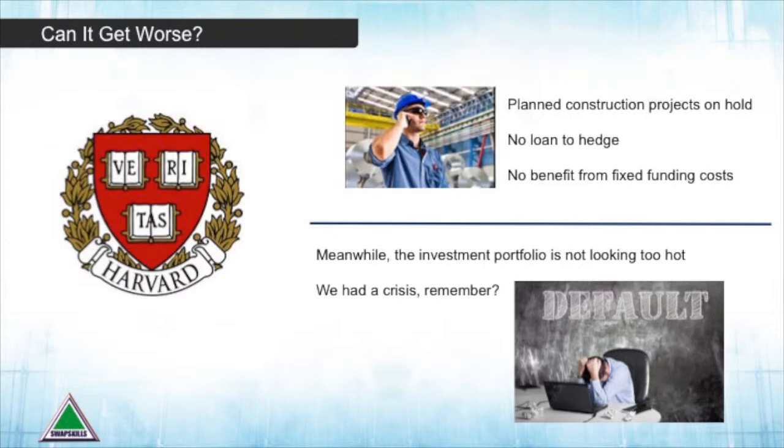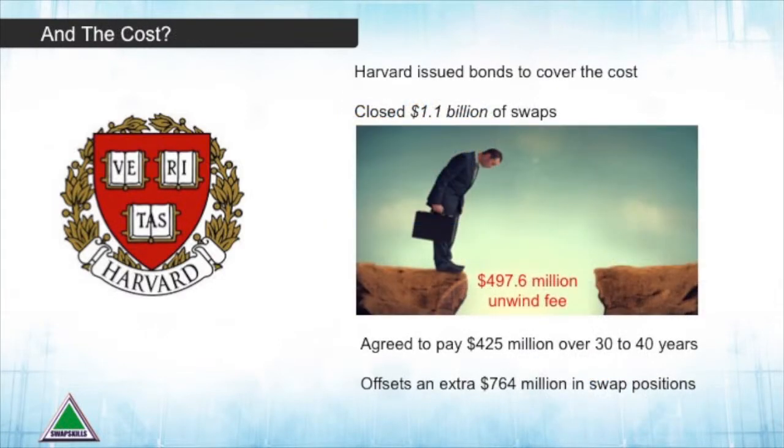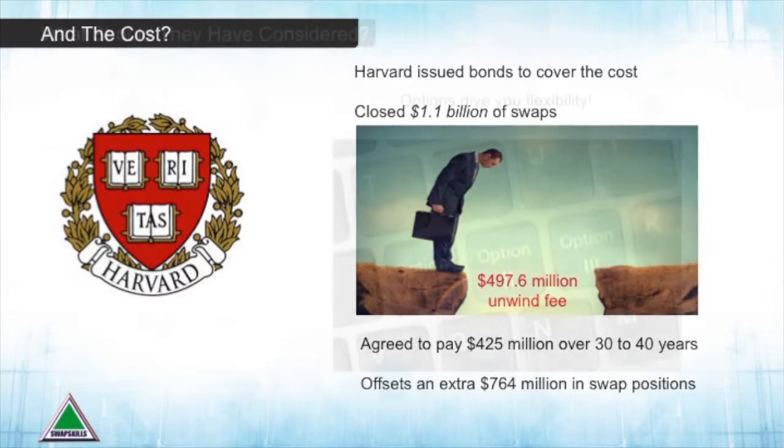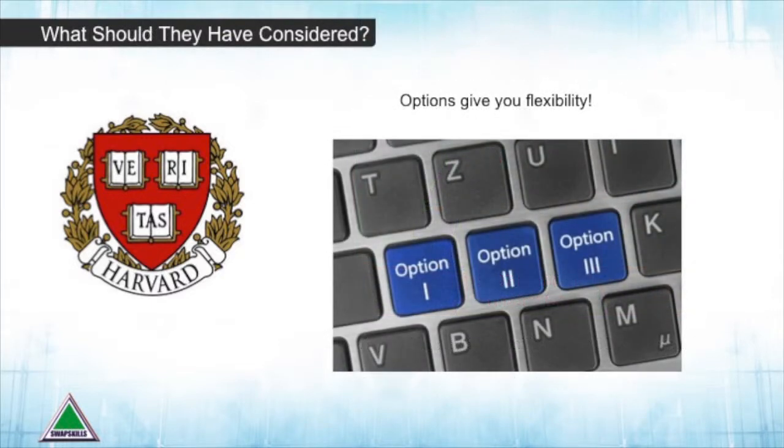Remember, we're in a credit crisis here, so credit spreads are bad, your bond portfolio is not looking so clever, and the equity markets are down. Well, it cost Harvard nearly $500 million to close these out, and in addition they agreed to pay another $425 million over the next 30 to 40 years. What the clever guys in Harvard should have done was use options to enter into swaps. So when the underlying deals fell away, they would only have lost their option premium.